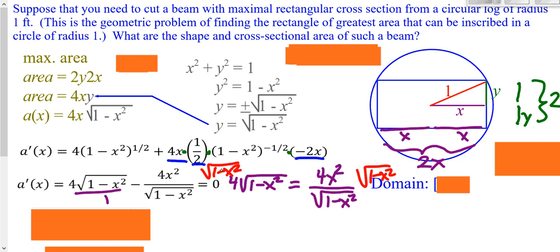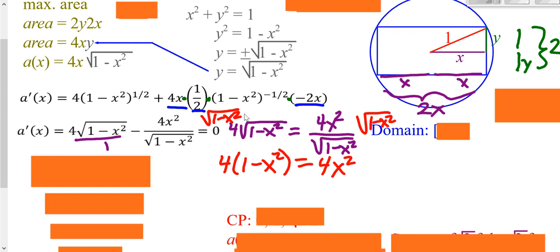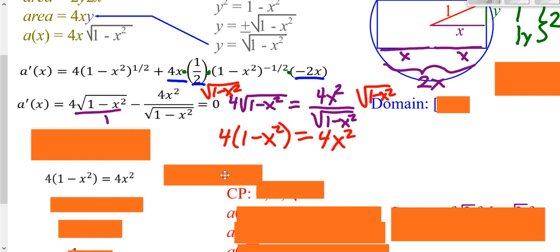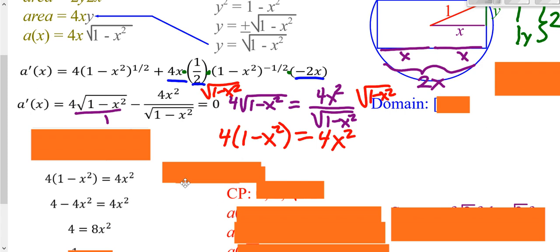So then I'd have this root times itself again, so it'd just be 4 times the 1 minus x squared. On the right side, I would just get this because those would cancel, and then you could solve it from there. And in this case, we get x squared to be equal to 1/2. Take the square root of the top, square root of the bottom. I get 1 over root 2, get the root out of the bottom. So I get root 2 over 2 as my critical point.